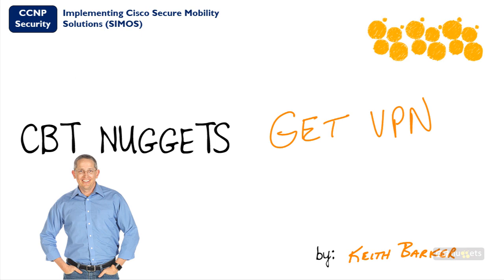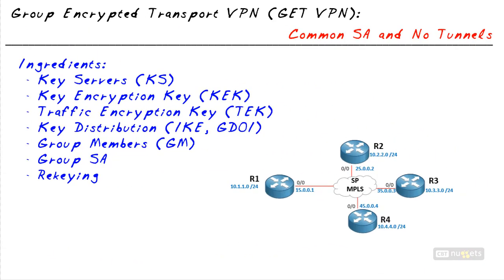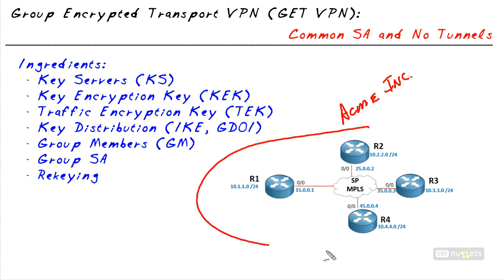In this video, you and I get to discuss, implement, and verify Group Encrypted Transport VPN, or as his friends call him, GETVPN. I'd like you to imagine that the phone rings, and it's this company called Acme Incorporated, and they would like to hire you and me to come down as consultants to work with them on some challenges they're having. And so as we get on site, they show us their topology. It looks something like this.